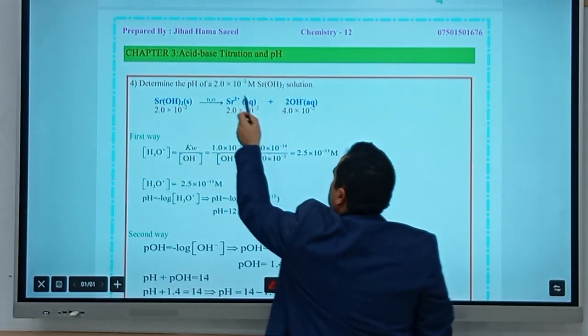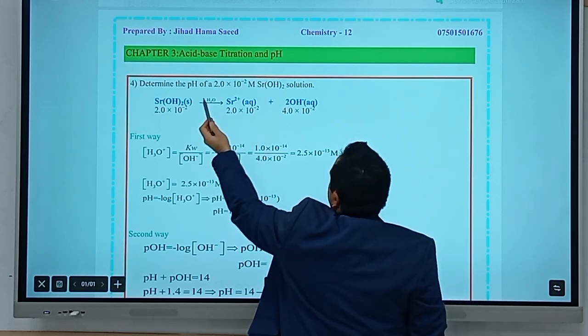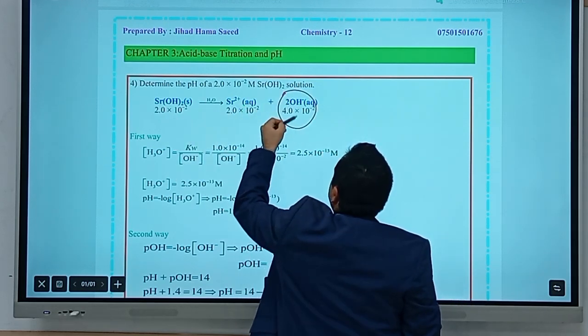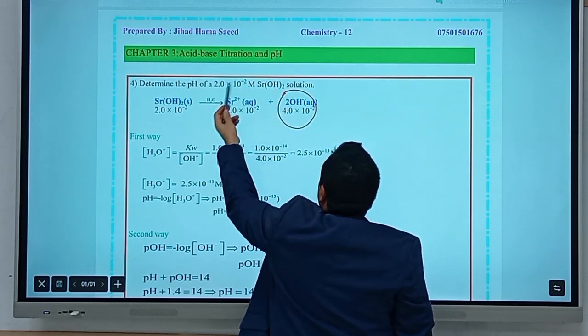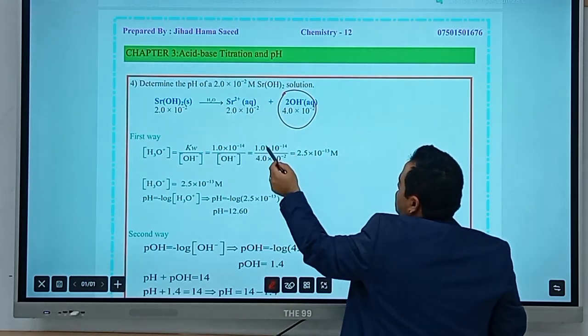Strontium hydroxide concentration is given. Calculate the pH. How? First of all, the strontium hydroxide will produce twice hydroxide. That's why the concentration of hydroxide is twice its concentration. And it will be 4×10⁻².